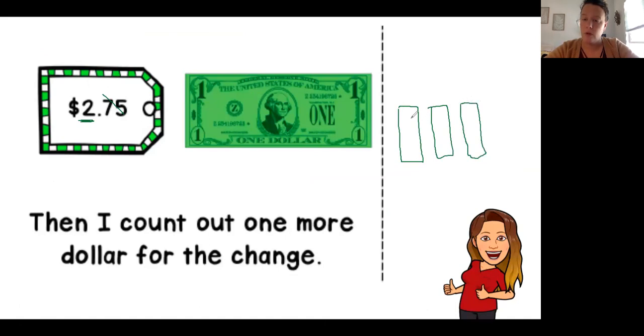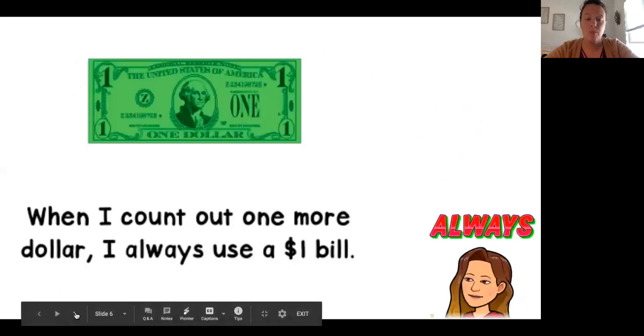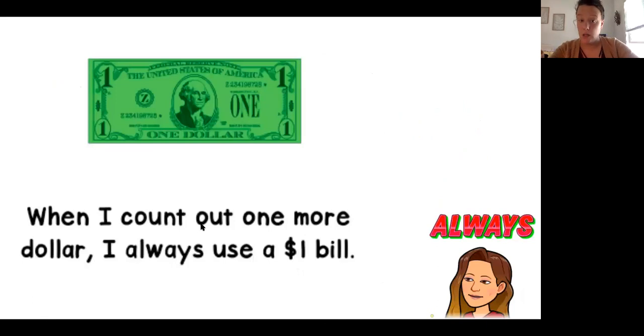So how many do we have? 1, 2, 3. So we're going to give $3, okay, to cover our $2.75 item. Great job. Remember, when we do next dollar up, we always count out one more dollar. So I always use a dollar bill, always. No matter what the cost is, we're always going to use one more dollar to cover that change.